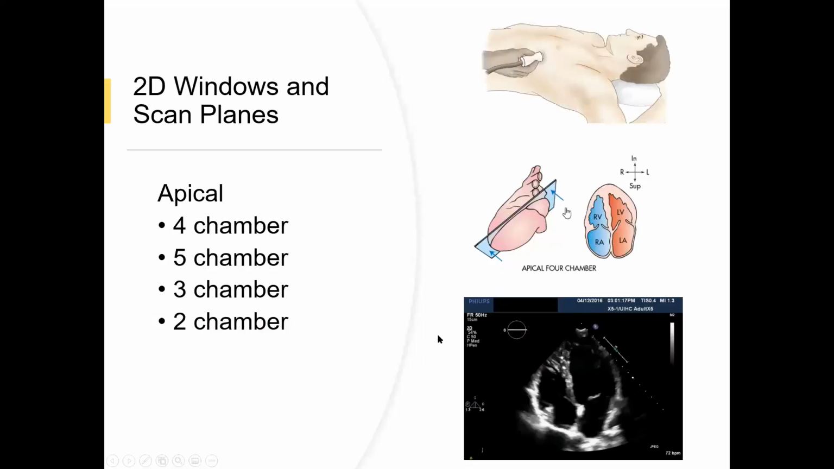Okay, so now moving on to the 4-chamber. This is where the apical window, we're going to have 4 chambers, 3-chamber and 2-chamber. For our measurement purposes, we're really only gonna be talking about the 4 and the 2.